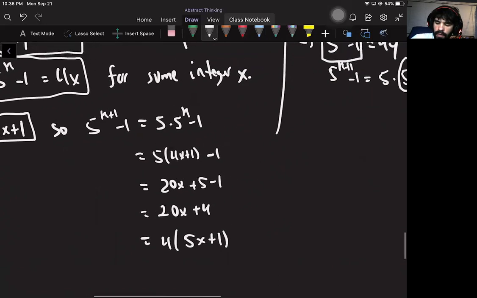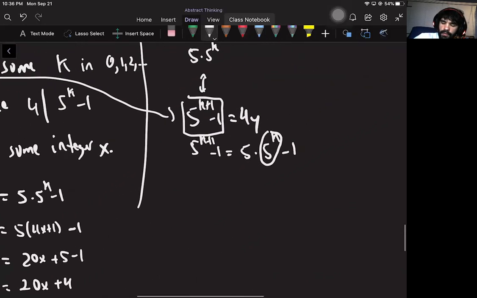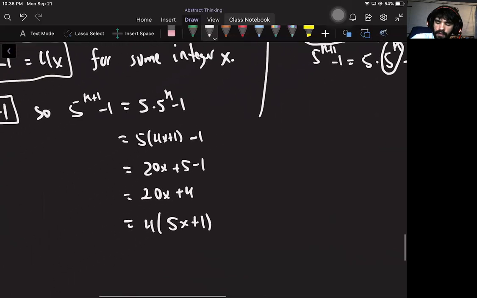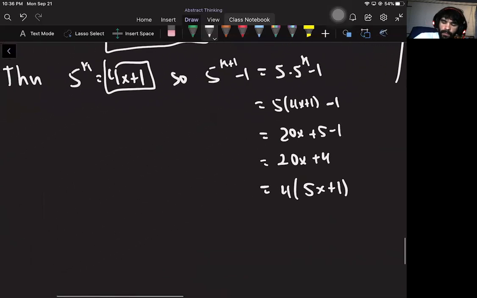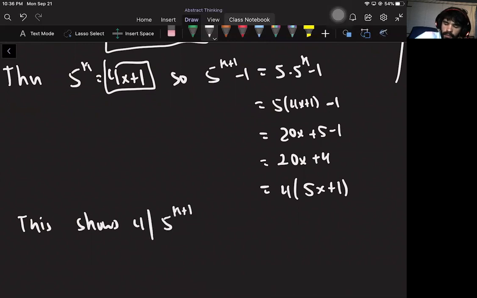And that's what I wanted, right? I wanted that it equals 4 times something, and that something could have been anything. Just call it y over there. As long as it's 4 times something, and as long as that something is an integer, which it still is because it's 5 times an integer plus 1, this shows that 4 divides 5^(k+1) - 1. Okay, and then in an inductive proof, you really have to say exactly what you've done. You've got to be a little careful, at least until you're really good at it.